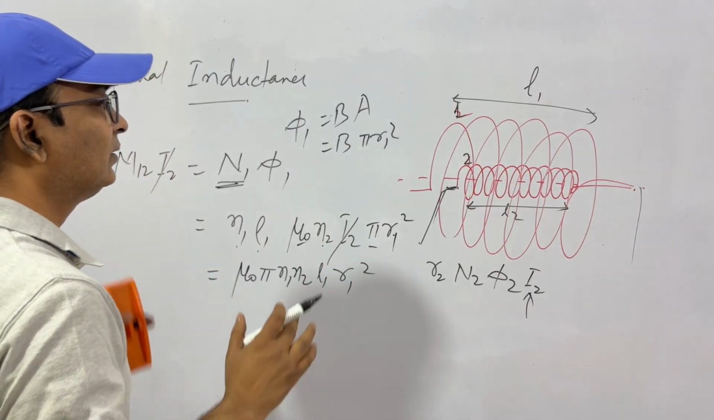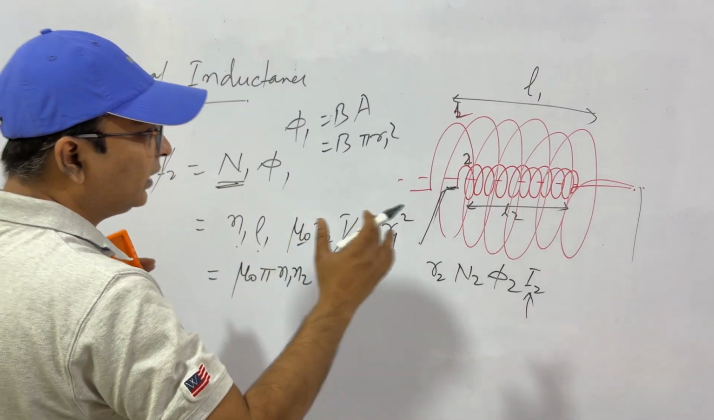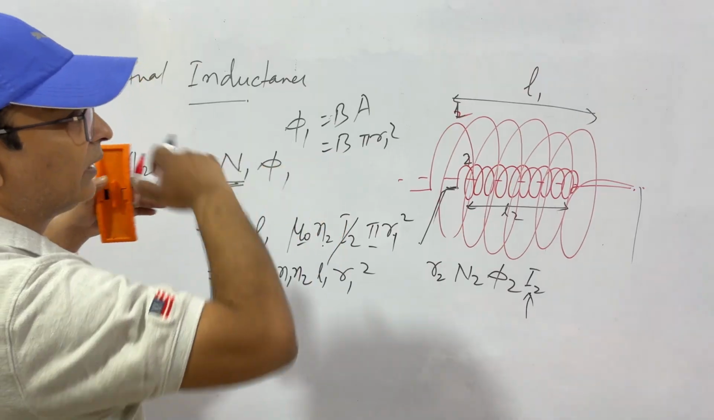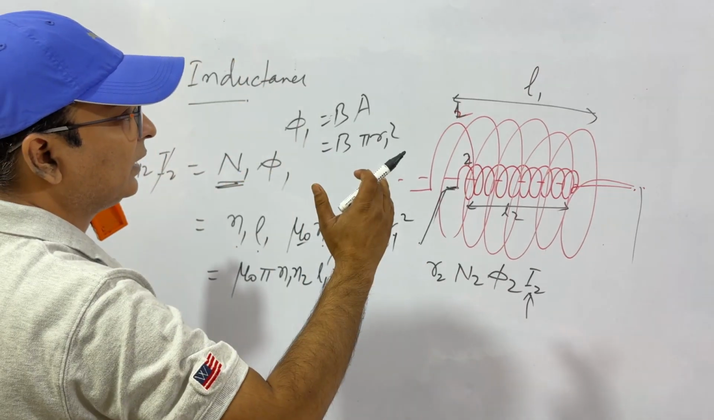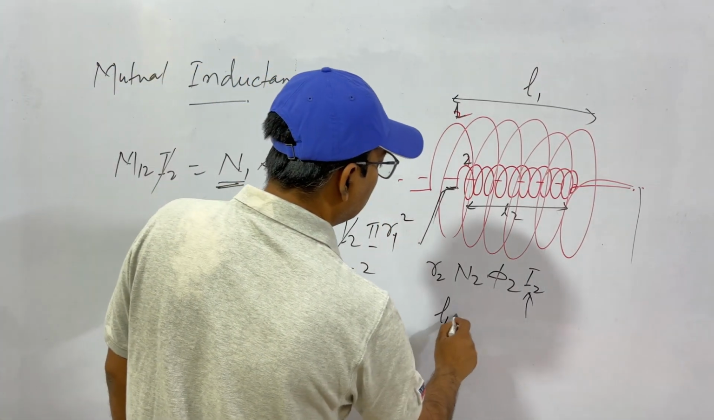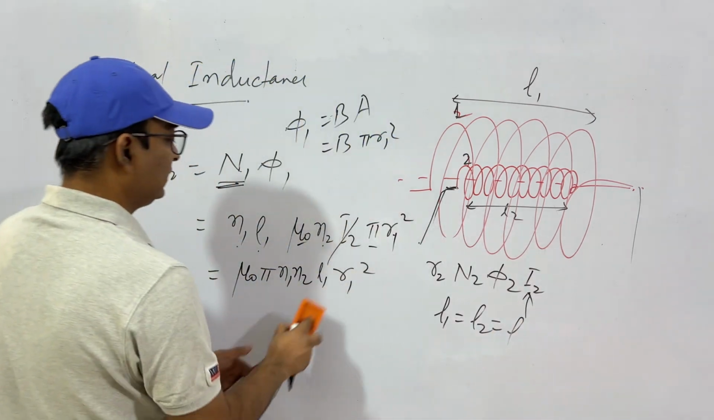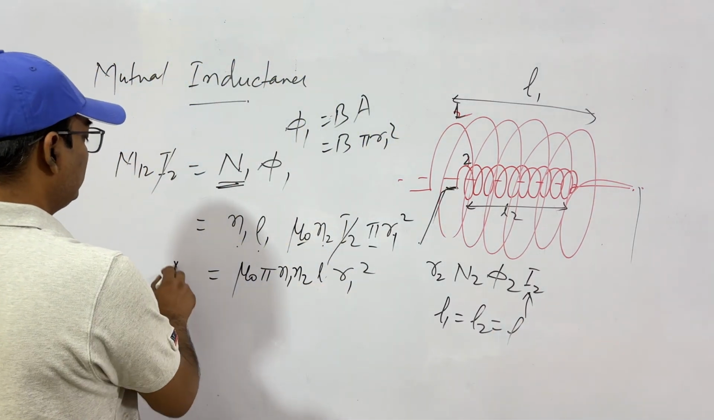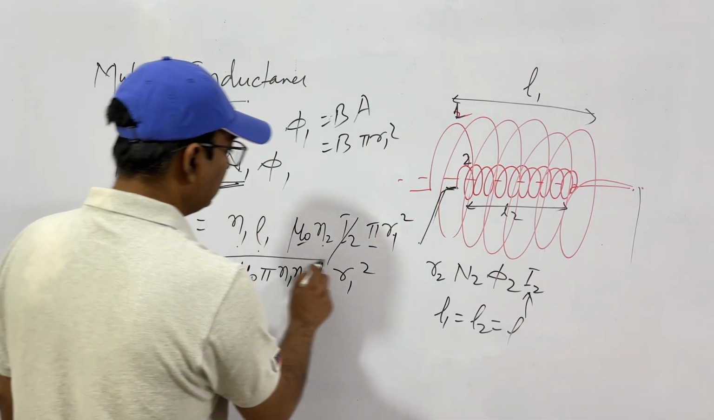Okay. Now let's say the two lengths are equal. That is, this solenoid and the solenoid above it, they have equal lengths. Then we can say L1, L2 as L. So let's drop the subscript. So from here, you know, it is M12 as this.